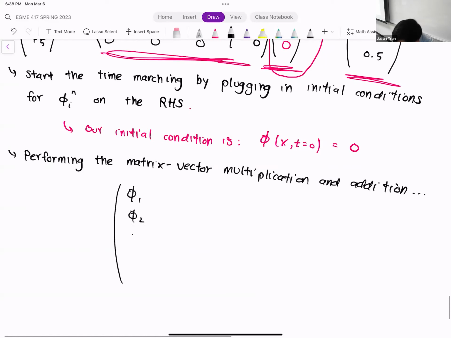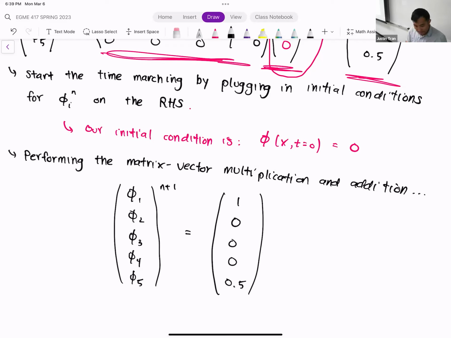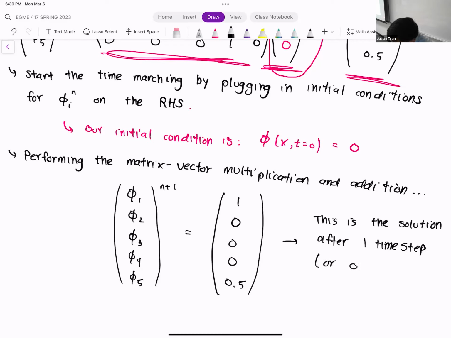phi1, phi2, phi3, phi4, phi5 at n plus 1 is equal to 1, 0, 0, 0, 0.5. And so this vector, 1, 0, 0, 0, 0.5, is the solution after one time step. Remember, our time step size is 0.1 seconds. And so after 0.1 seconds have passed, that's what our solution looks like.